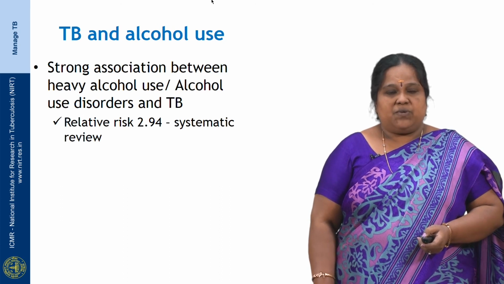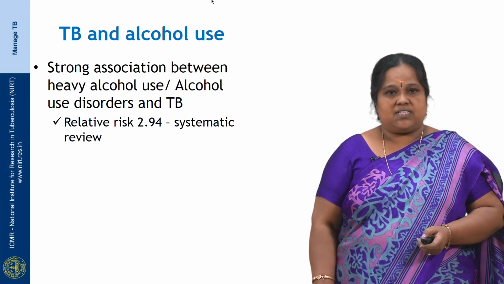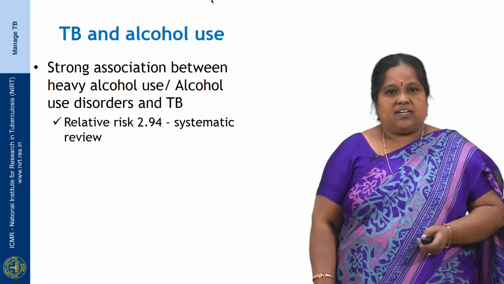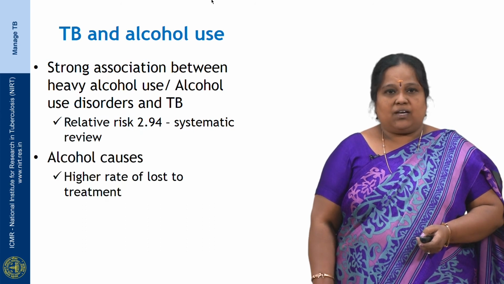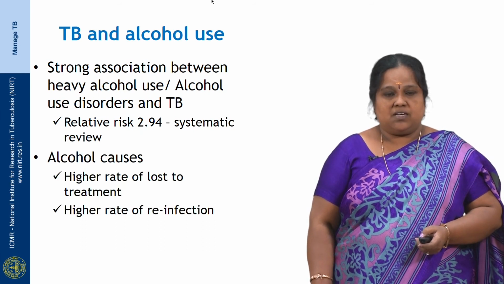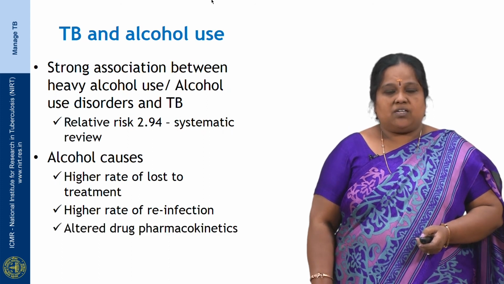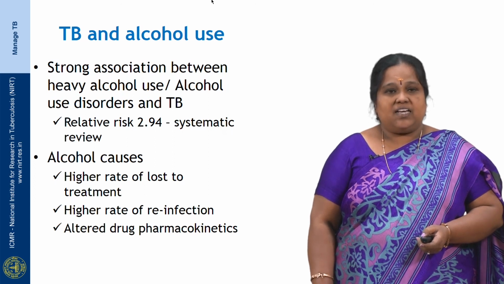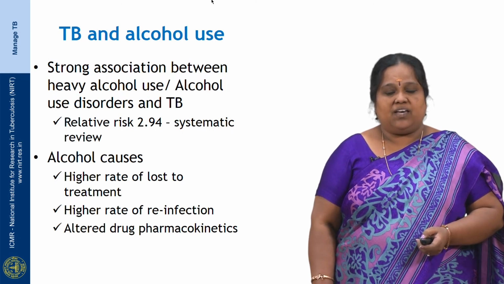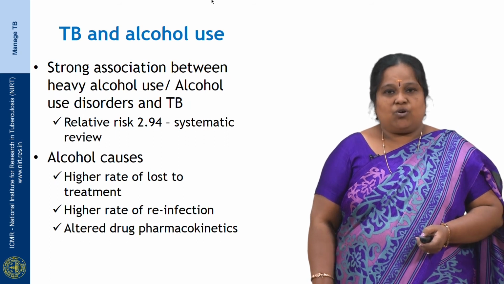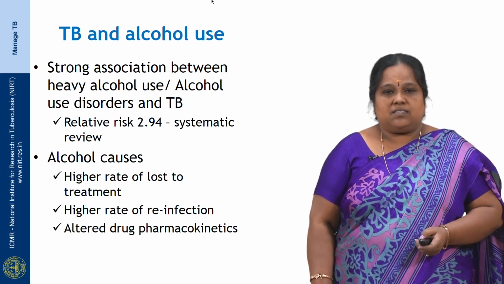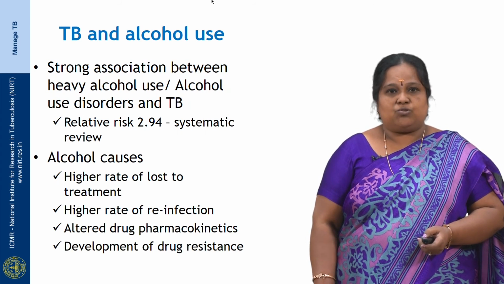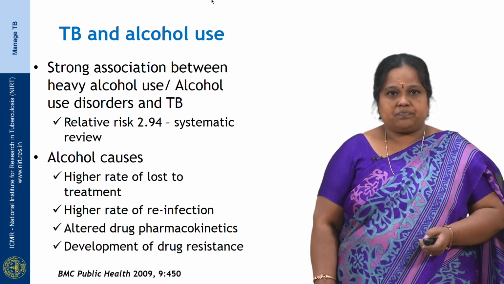A strong association between heavy alcohol use disorders and TB treatment outcomes has been reported in systematic reviews, with a relative risk of 2.94. Alcohol causes a higher rate of loss to treatment, a higher rate of reinfection, and altered drug pharmacokinetics. Alcohol interferes with the absorption of the drugs and increases the metabolism of the oral anti-TB drugs, causing a decrease in the Cmax and the half-life of the anti-TB drugs. Development of drug resistance has also been associated with alcohol use.